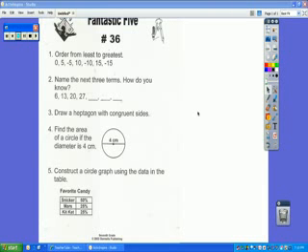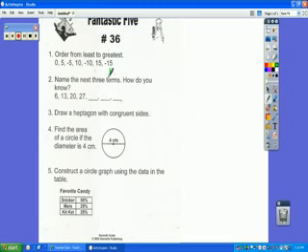Fantastic 5, number 36. We want to order from least to greatest. So the first thing we do is look at the numbers that we have. And I see that we have positive and negative numbers. So therefore, let's put these numbers in order from least to greatest.